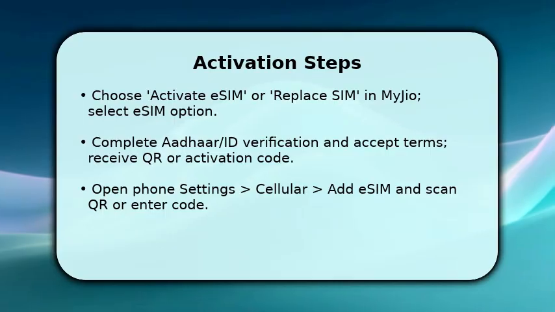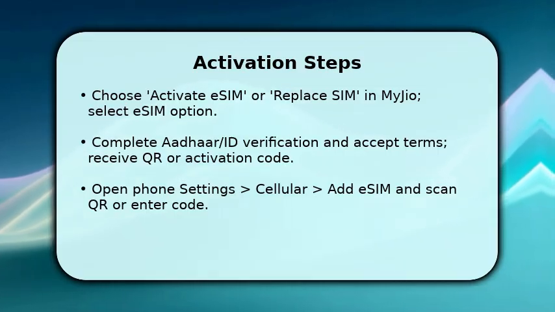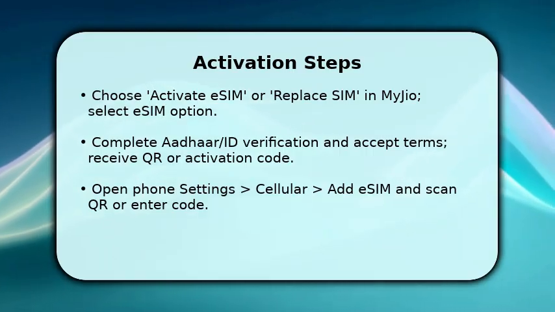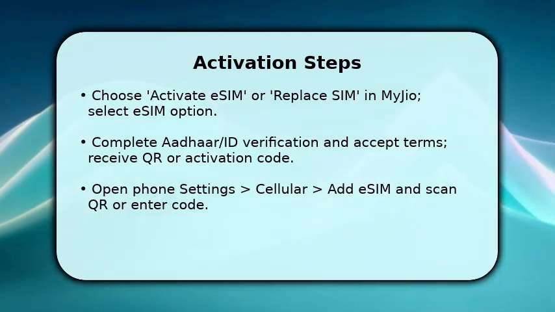You now complete the middle steps. Select the eSIM replacement flow and upload or confirm your Aadhaar/ID if prompted. This is why you needed documents ready. Once Jio approves, you'll get either an eSIM QR code in the app or an activation code via SMS/email.